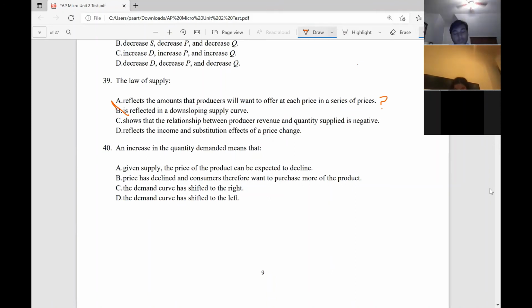And then C shows that the relationship between producer revenue and quantity supplied is negative. That's not right because we say they're directly related. And then for D, reflects the income and substitution effect of a price change. That's wrong because that goes with the law of demand. So we know that A is the right answer.